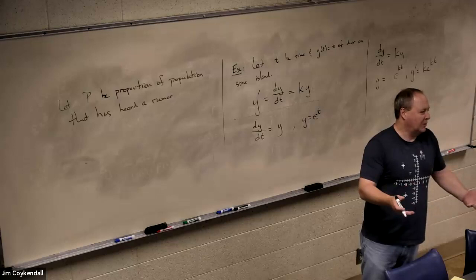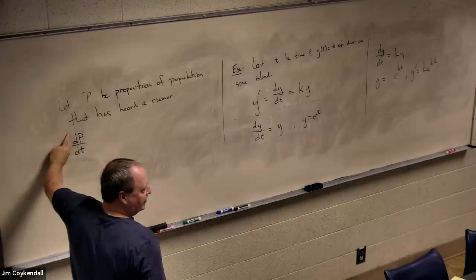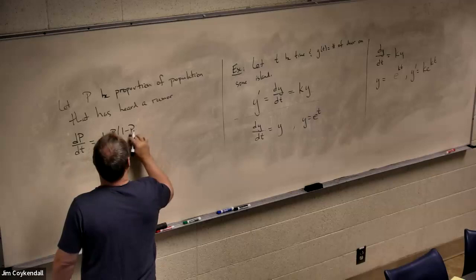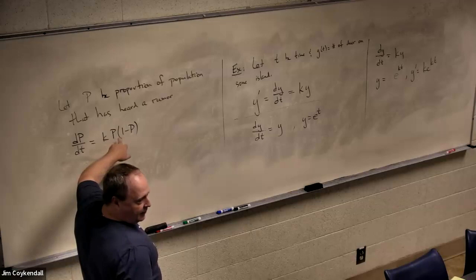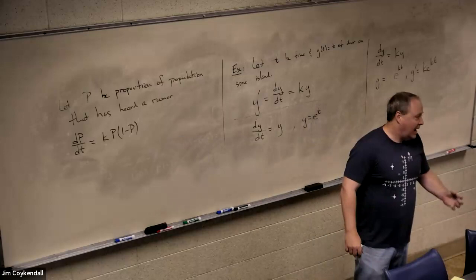So the idea is the change of proportion of people that know this rumor is proportional to the product of the proportion of people that know it and the proportion of people that don't, right? For a rumor to spread fast, you've got to have two things happen. You've got to have enough people to spread the rumor, and enough people out there that don't know the rumor that you can spread it to, right?